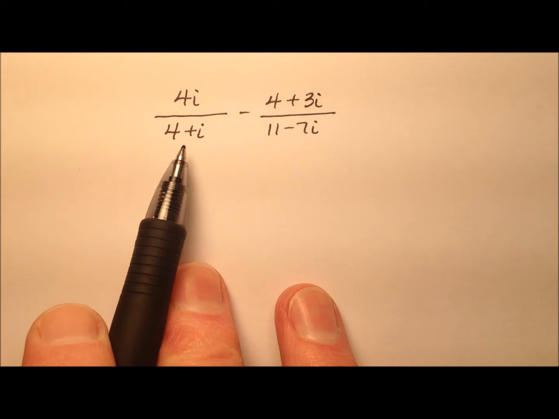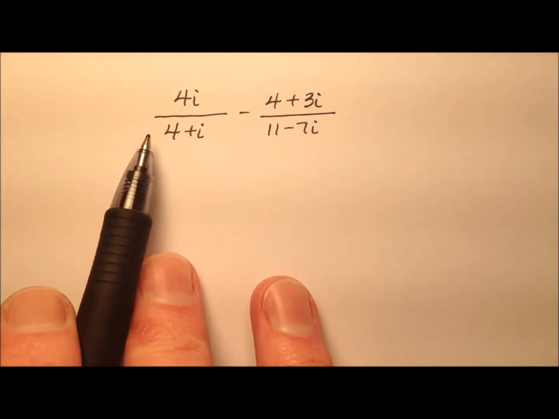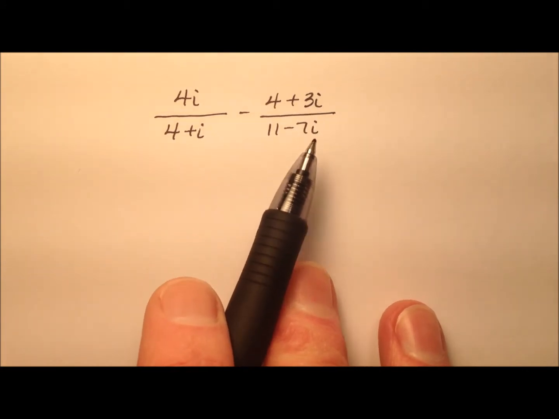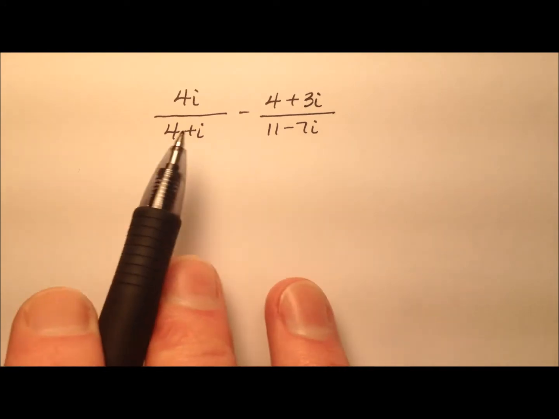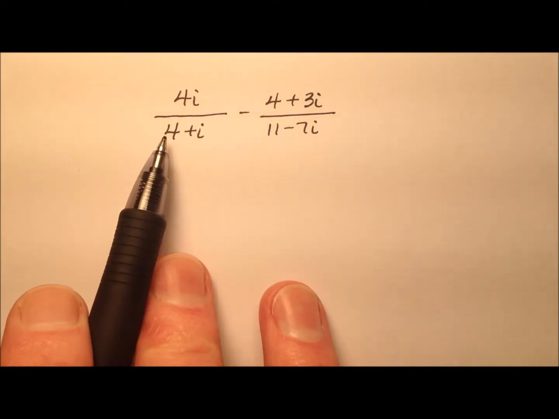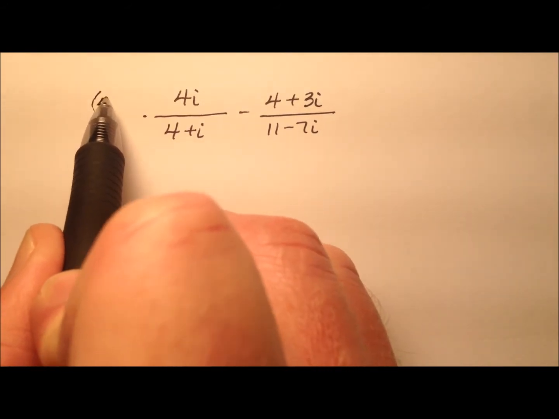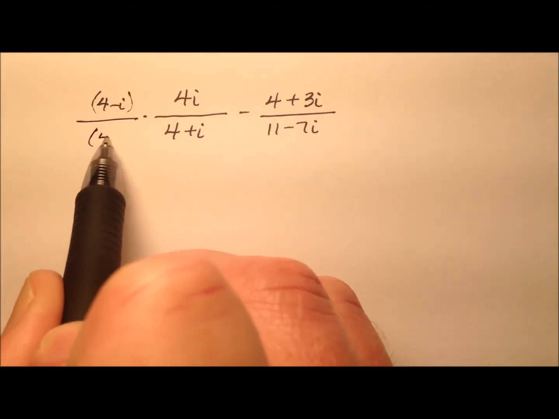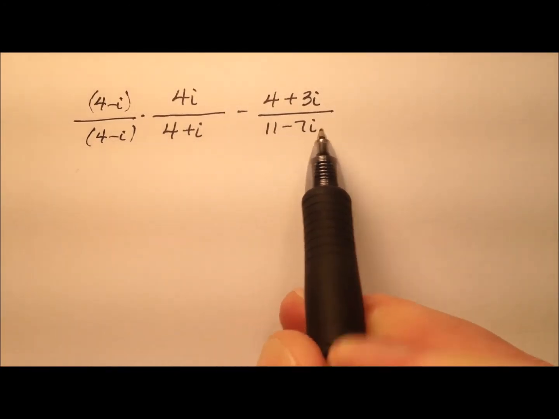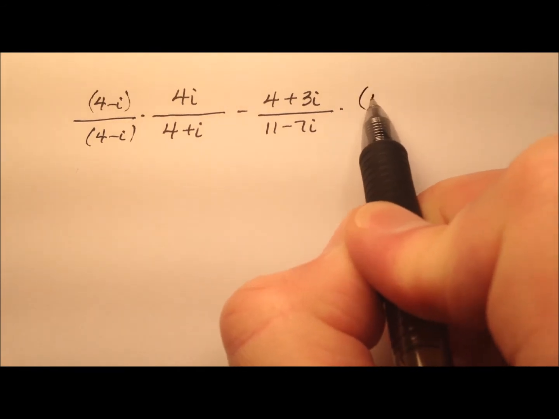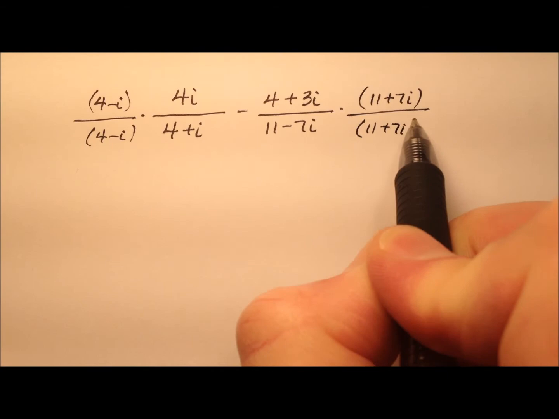In this example, I want to change it up a little, and I want to find the complex conjugate and multiply the top and bottom by each of these complex conjugates first, and then see how our process changes a little bit. So in the first fraction, we have 4 plus i in the denominator. So I'm going to go ahead and multiply the top and bottom by 4 minus i. And similarly, I have 11 minus 7i, so I would like to multiply the top and bottom by 11 plus 7i.